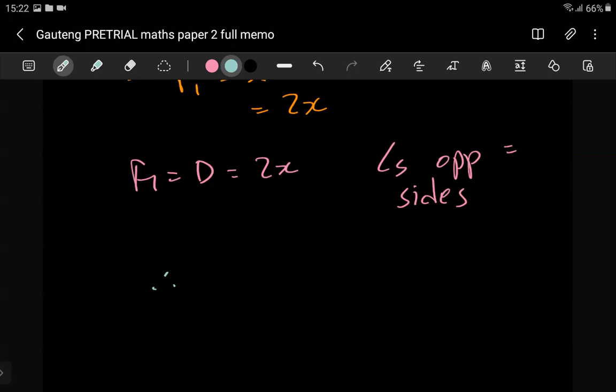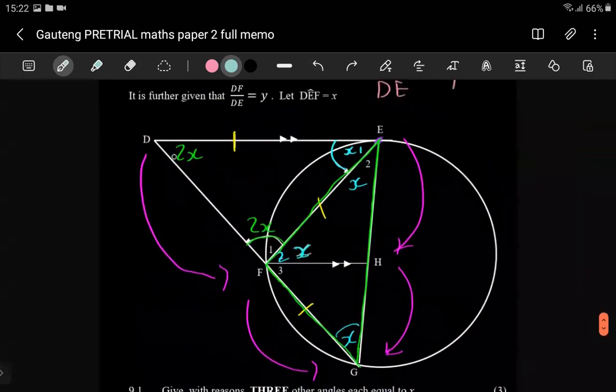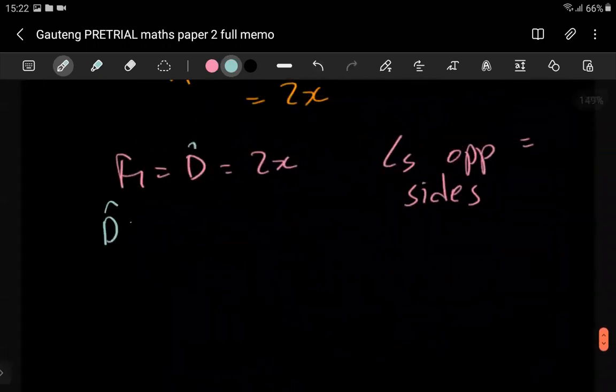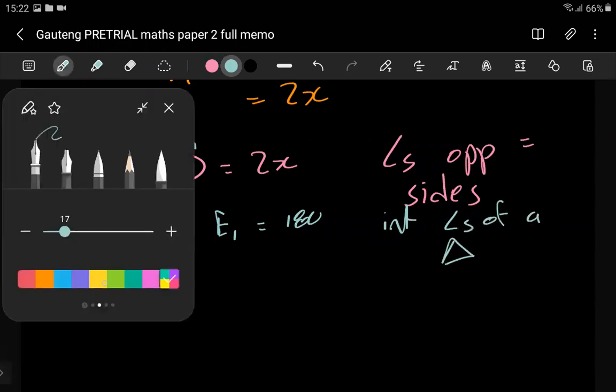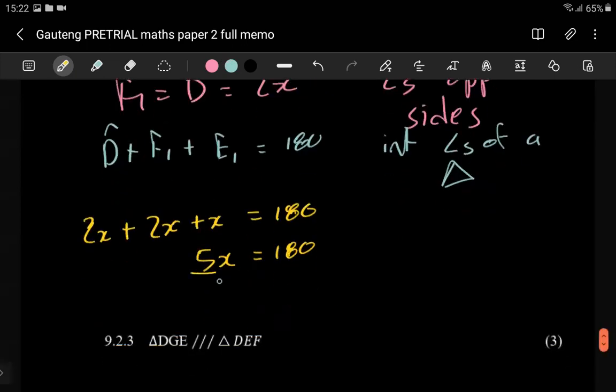So here now we can say therefore 180. I mean, here we don't even have to say therefore. We could actually just say therefore because it's more of what we're carrying on. So here we can say D plus F1 plus E1. This is equal to 180. The reason is interior angles of a triangle. And if you put the dimensions for each of these, D is 2x. This is also equal to 2x. This is equal to x. And then if you solve for x, there's 5x here equal to 180. And then divide by 5 is going to give you 36.